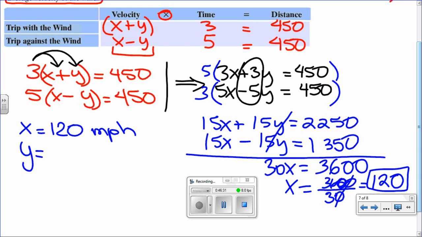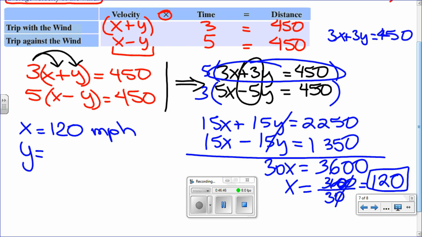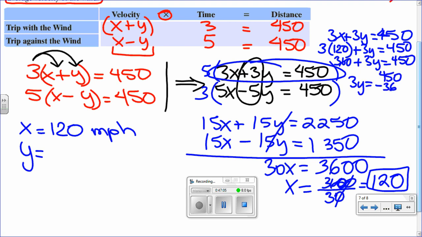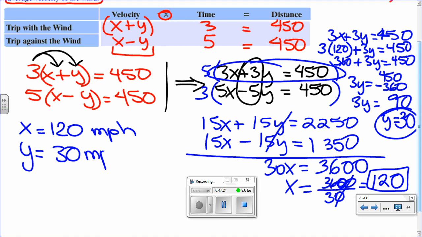And then for y, you could substitute x into any of them and then figure out y. So I'm going to substitute it in here. 3x plus 3y is equal to 450. So we substitute 3 times 120 plus 3y is equal to 450. So that will be 360 plus 3y is equal to 450. So positive 3y is 450 minus 360. What would that be? 90? Yes. Okay. And so then y is equal to 90 divided by 3, which is 30. So then y, which is the wind, will be 30 miles per hour.